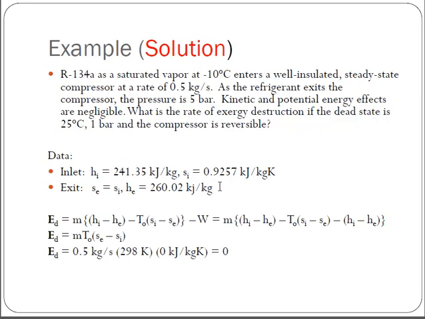So I have the data at the inlet and the exit. When I throw this into the formula, I have my enthalpy at the inlet minus the exit, my entropy at the inlet minus the exit, okay, minus my work. My work happens to be the enthalpy at the inlet minus the exit. So these are in fact going to cancel. I'm left with T naught delta S. And if it's well insulated or adiabatic, and if it is reversible, then delta S is 0, and I get 0 as my answer.